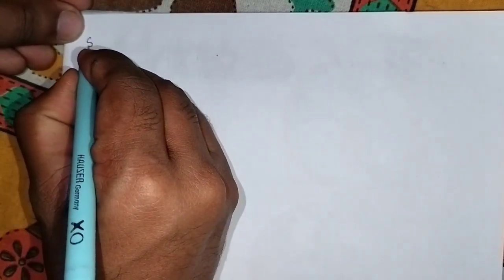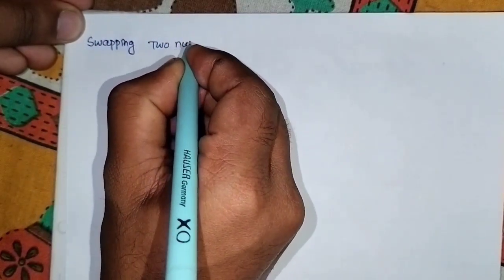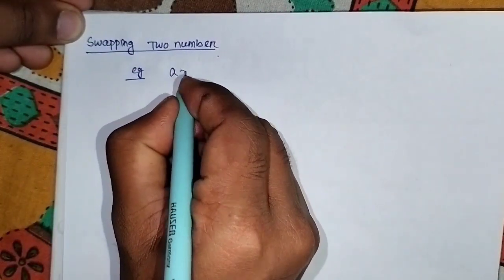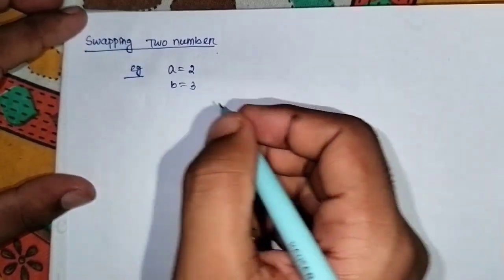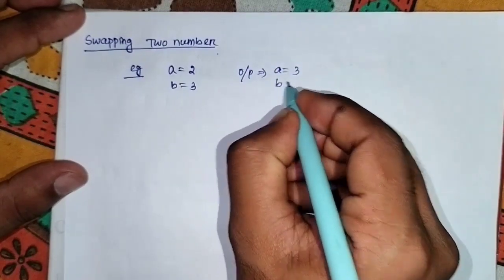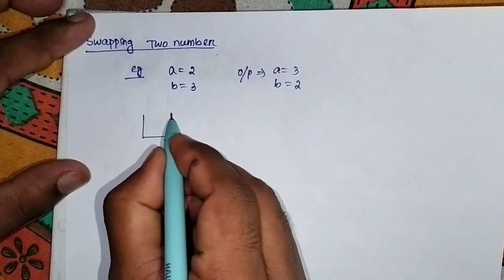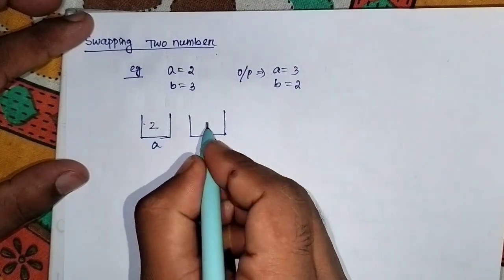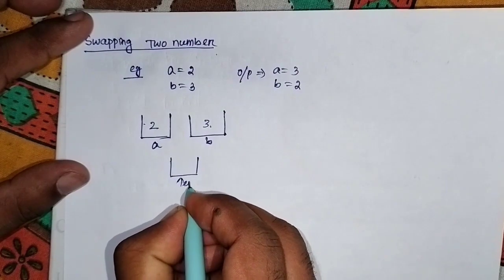Come to the swapping of two numbers. This is a very famous question. How to swap two numbers? That means if you have given a equal to 2 and b equal to 3, you have to show the output as a equal to 3 and b equal to 2. How will you do this? Let's think in a different way. We have two buckets, a and b. In bucket A you have value 2 and in bucket B you have value 3.